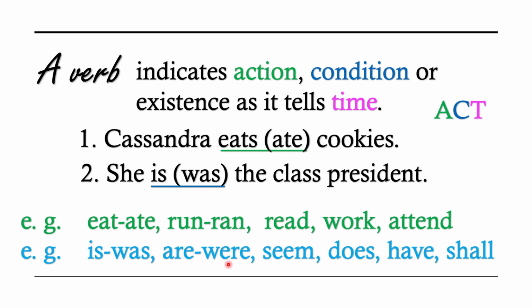Do these verbs tell action? No, they do not. They serve different functions in the sentence structure. So we cannot say always that a verb is an action word. No. Take note, guys, there are verbs which do not tell action, as in the case of these verbs and this one. So it's safer to say that a verb indicates action, condition, or existence as it tells time. So the ACT elements are there.